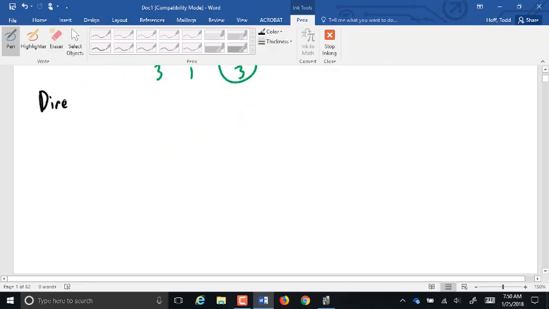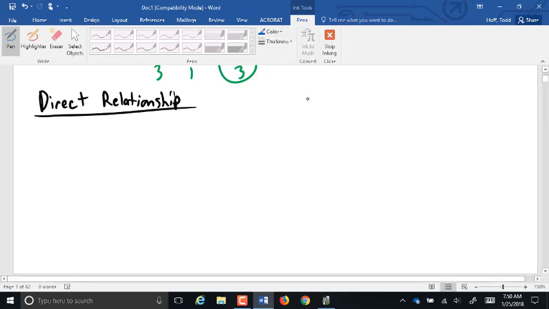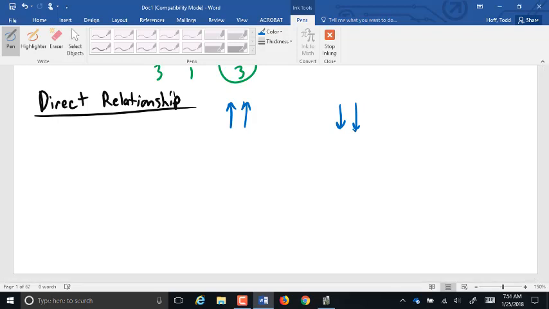So we call it direct relationship. And this is the most common thing that proportions are used for. Directly proportional or direct variation, direct relationship. All that means is when one value gets larger, the other value also gets larger. Or the other way around. If one value gets smaller, the other value also gets smaller. Not necessarily by the same amount, but by a common factor, a related factor.